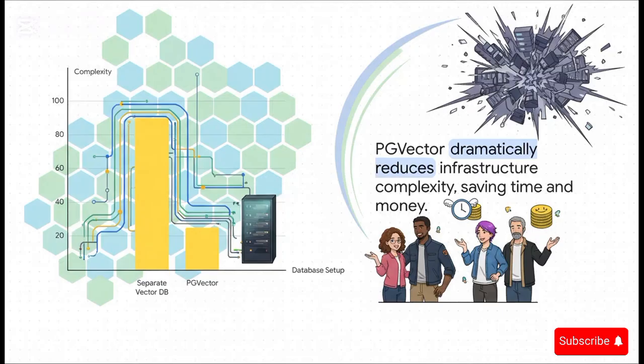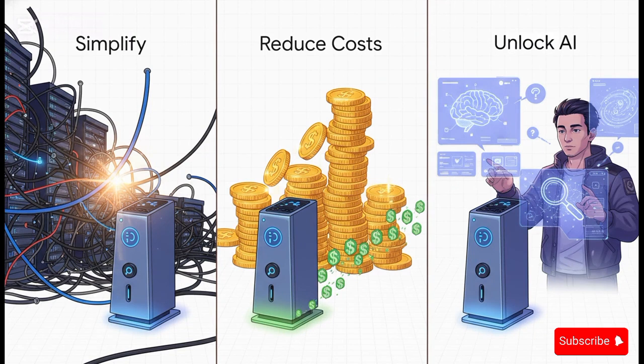And this chart just says it all, doesn't it? When you avoid having to manage a whole separate, specialized database, your infrastructure complexity just plummets. And that directly translates into saving your developers time and saving your company money. It's all about making your entire tech stack simpler and more efficient. So here's the bottom line. PGVector lets you simplify your architecture, bring your costs down, and unlock these incredibly powerful AI features like semantic search and RAG, all without having to leave the database you're probably already an expert in.